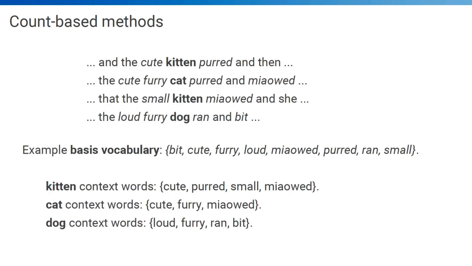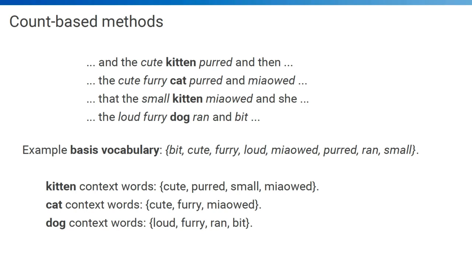So here's a little example of how we can learn representations for the words cat, kitten, and dog. We have a mini corpus up here, where I've already pruned out everything that wasn't 3 words to the left or 3 words to the right.